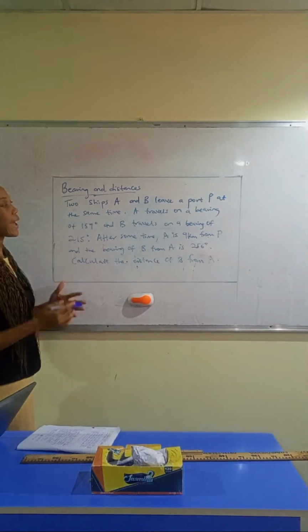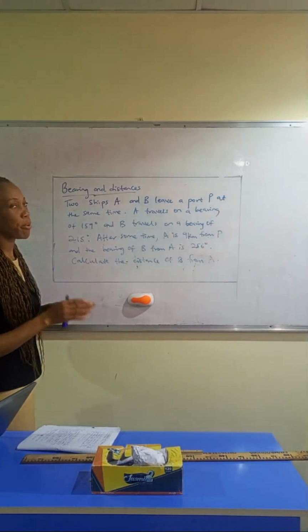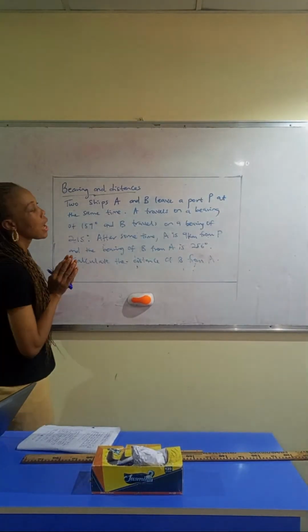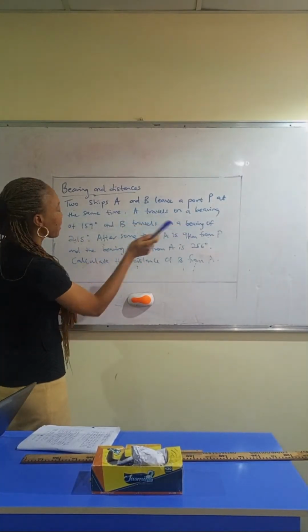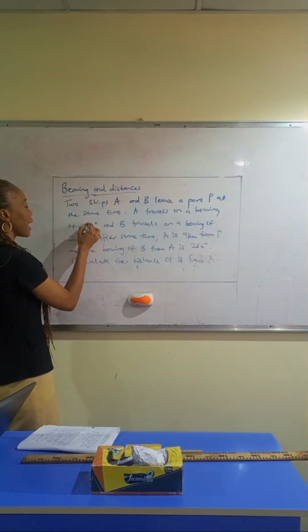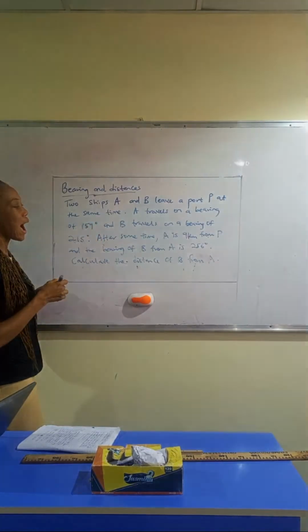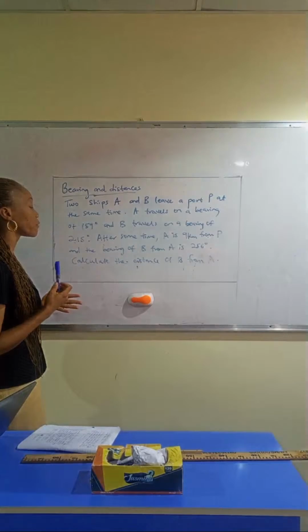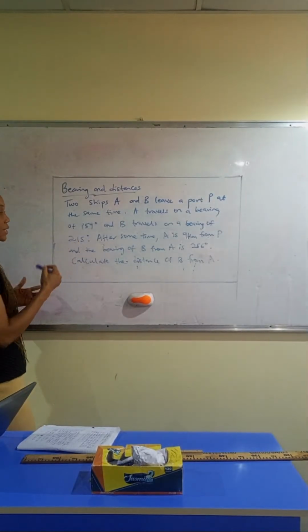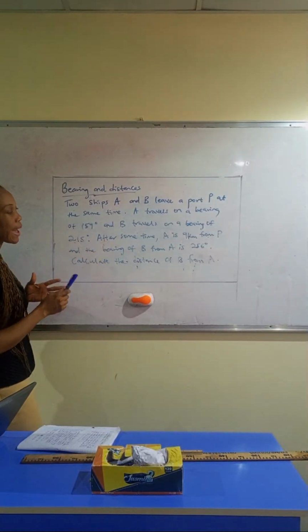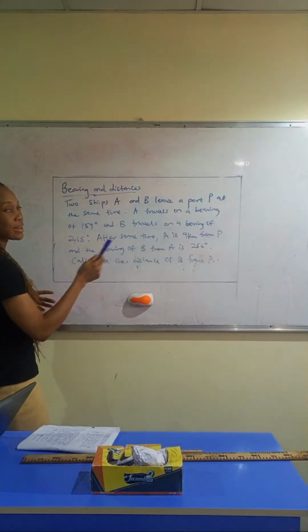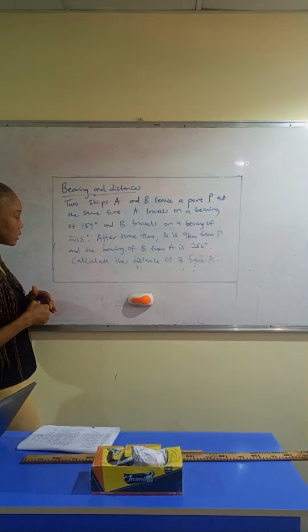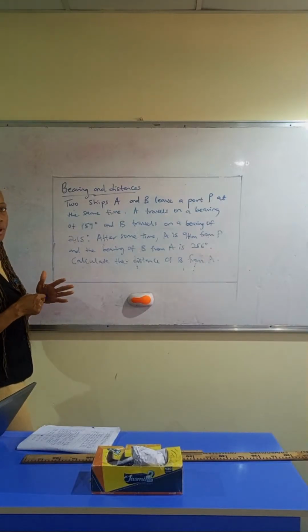Two ships, A and B, leave a port P at the same time. A travels on a bearing of 159 degrees and B travels on a bearing of 215 degrees. After some time, A is 9 kilometers from P, and the bearing of B from A is 256 degrees. Calculate the distance of B from A.